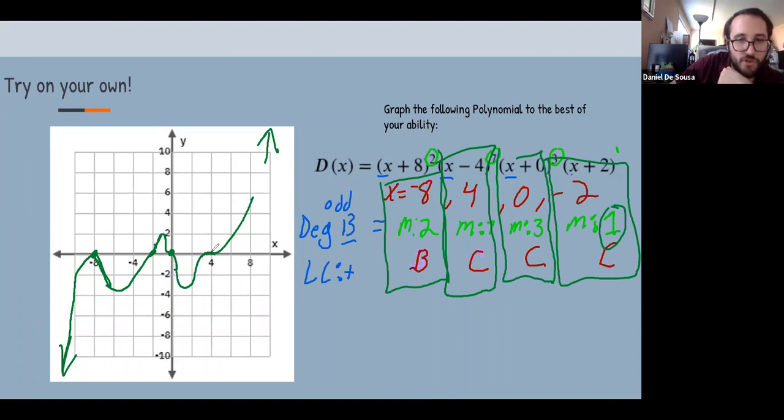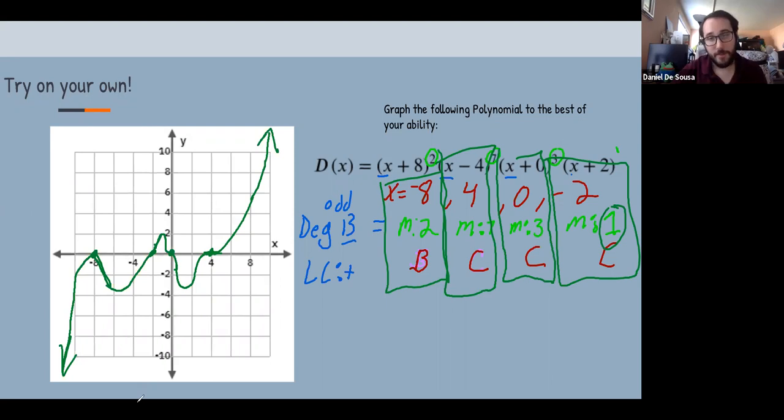It's a lot easier when you try to pre-draw it. This definitely looks more flat than this, right? Because I literally have a straight line. And I just connect. My end behavior is correct. My zeros are correct. My multiplicity is correct.